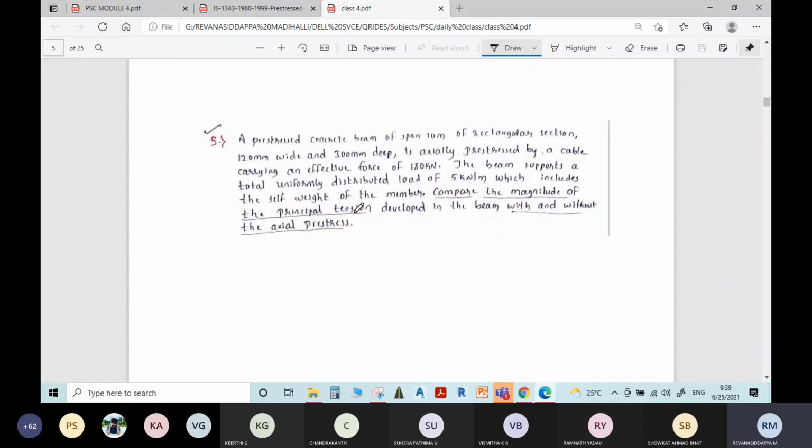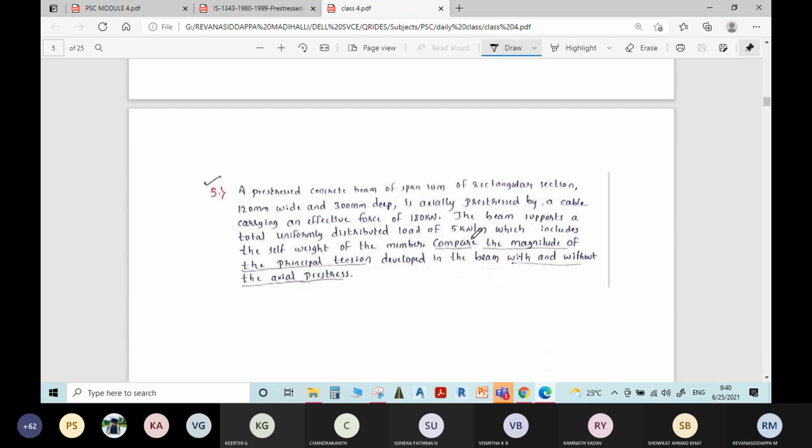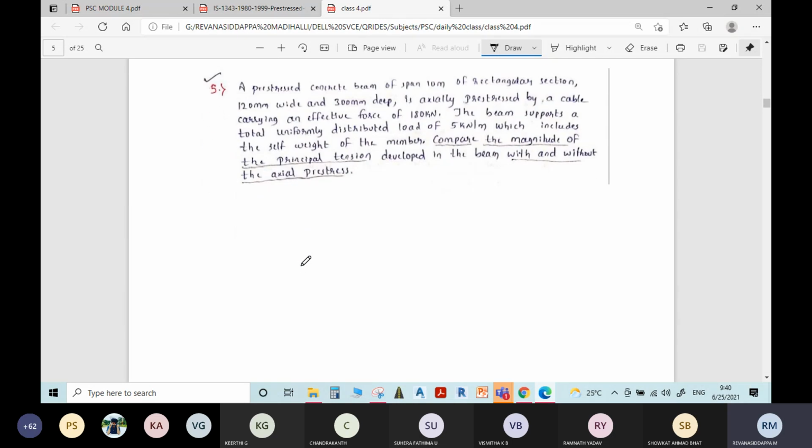You go through it. It is also a simple problem. A pre-stressed concrete beam of span 10 meter of rectangular section 120 by 300 is axially... I think I copied the same problem. No, it is a different problem only. Dimensions were the same. That's why I got confused. A pre-stressed concrete beam of span 10 meter, length of the beam is given.